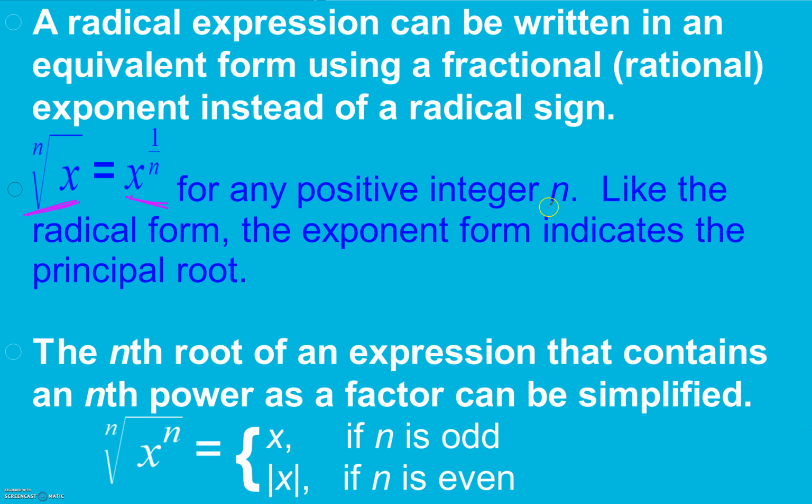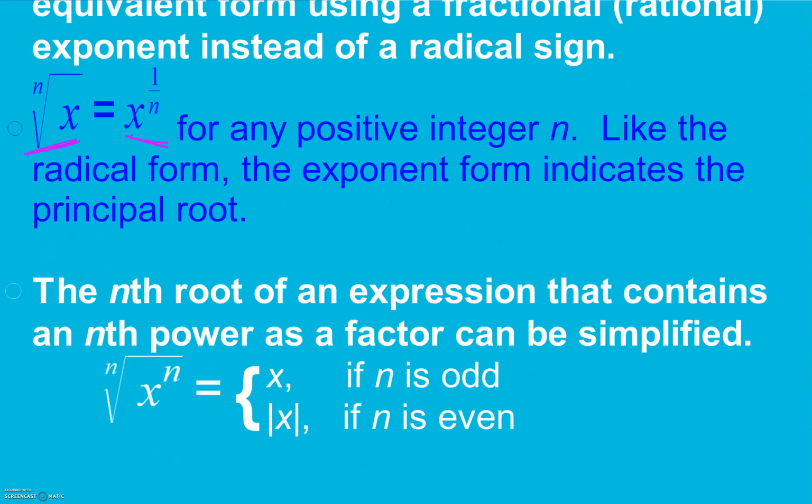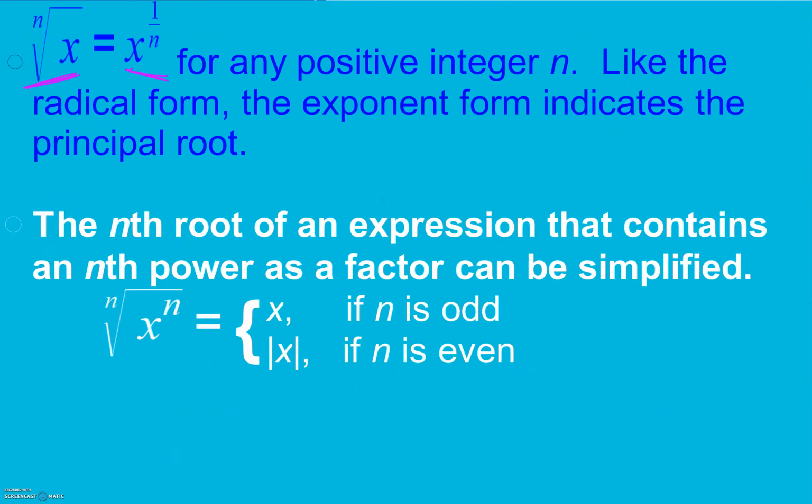If it's a negative integer n, guys, we have to move it to the denominator or from the denominator to the numerator to change that sign. Like the radical form, the exponential form indicates a principal root. A radical expression that contains an nth power as a factor can be simplified. So the nth root of x to the nth power is just x if n is odd, and the absolute value of x if n is even.